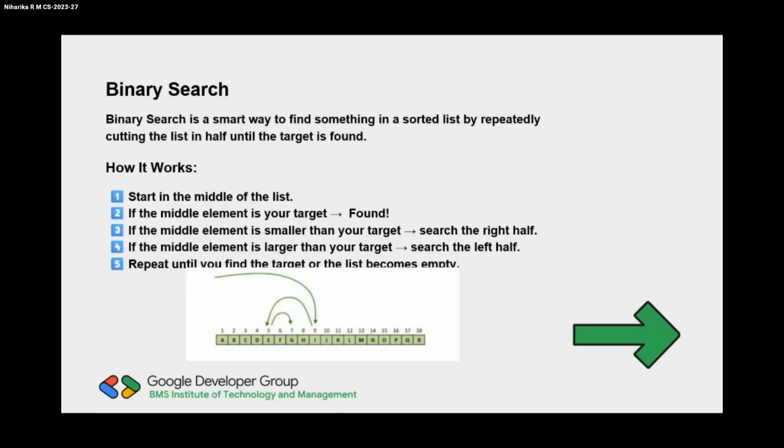And now we have binary search, the star of the show. So what is binary search? How does it work, right? Binary search is a very smart way to find something, but this has to be in a sorted array. The word sorted is very important because we'll see why later. So we'll talk about how binary search works.